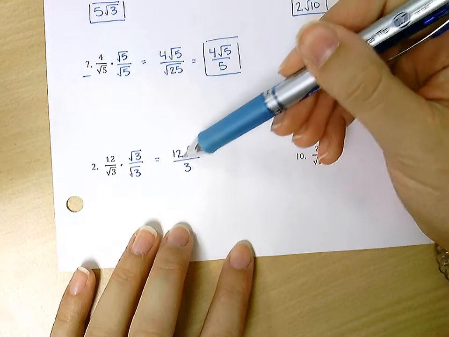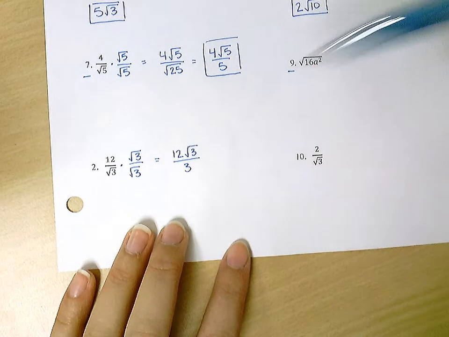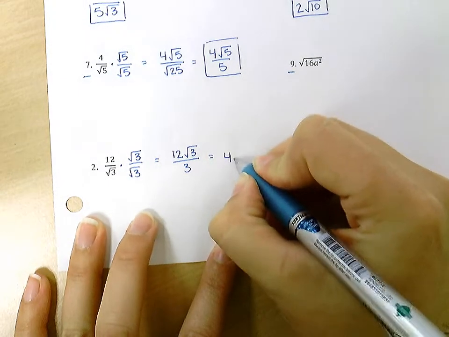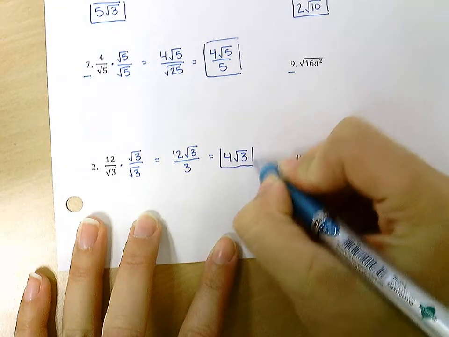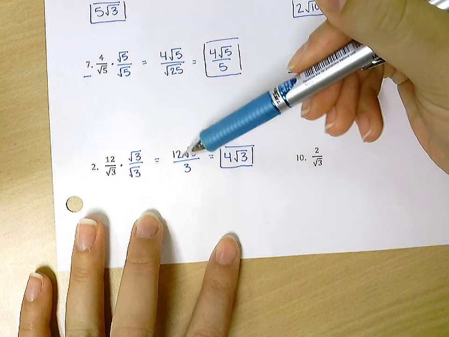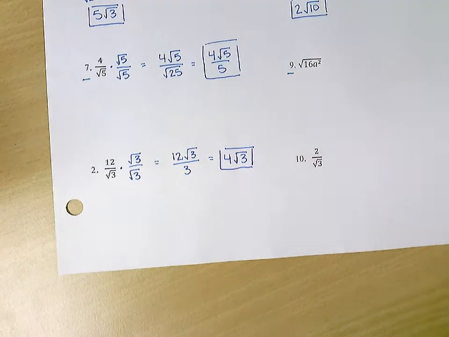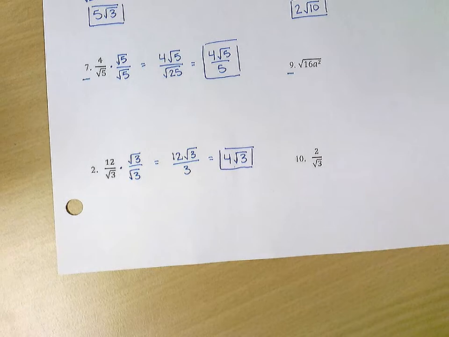Now here, I can simplify this one a little bit further. Okay, I have this 12 over a 3. That's just a fraction. Okay, that's 12 divided by 3, which is what? 4. Okay, so this simplified answer would just be 4 times the square root of 3. So you do have to look for that fraction part there as well. Okay, up here we didn't have that. We have 4 over 5. Okay, we can't simplify that fraction, but 12 over 3 we could to 4. Make sense? Questions? Almost done?